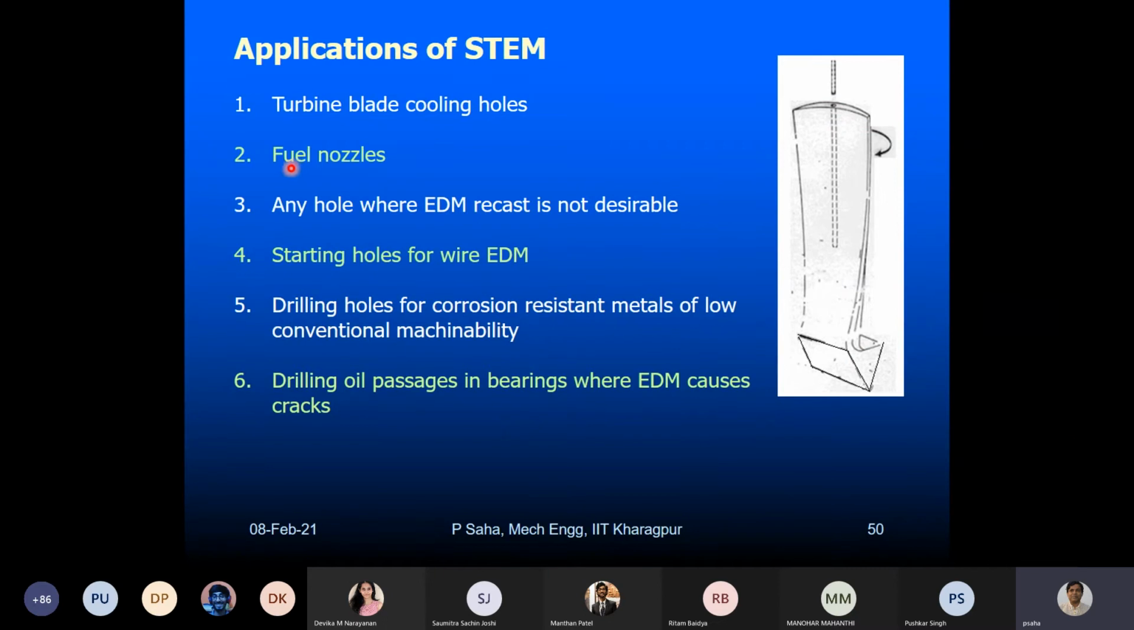Or sometimes we want the fuel nozzles I have shown you. You want to make sub-millimeter holes, less than 100 microns, around 100 micron size, 50 micron. So you can generate this kind of holes.